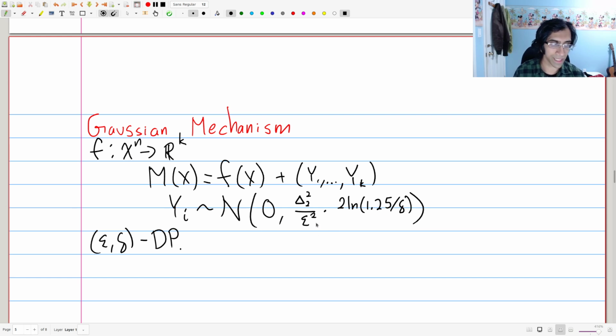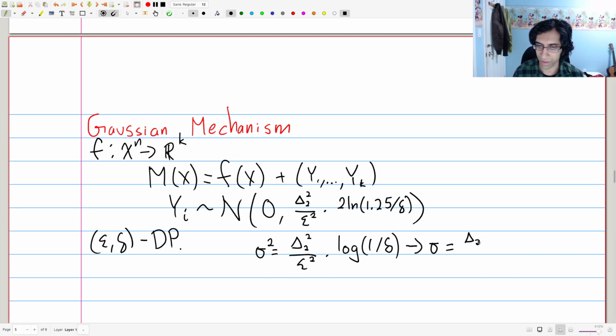But the main important thing that you should note here is how big is the noise? How big is yi going to be? Well, what we have here is the variance. I'll write this a little bit simpler, but it's like the L2 sensitivity squared over epsilon squared times log 1 over delta. Let's say I'm going to get rid of some of these constants. So this is the variance, and this gives us a standard deviation equal to the L2 sensitivity divided by epsilon times square root log 1 over delta.